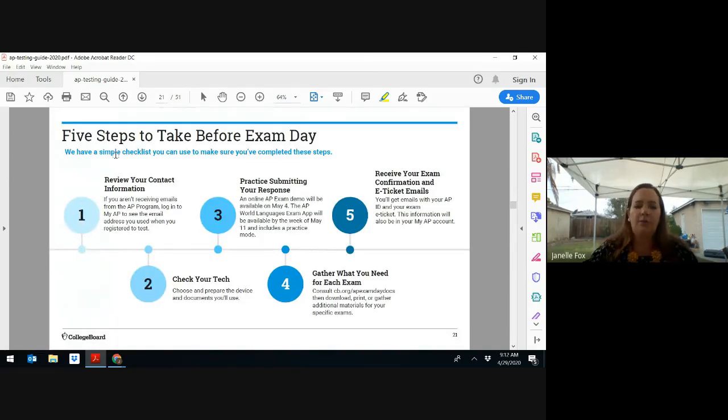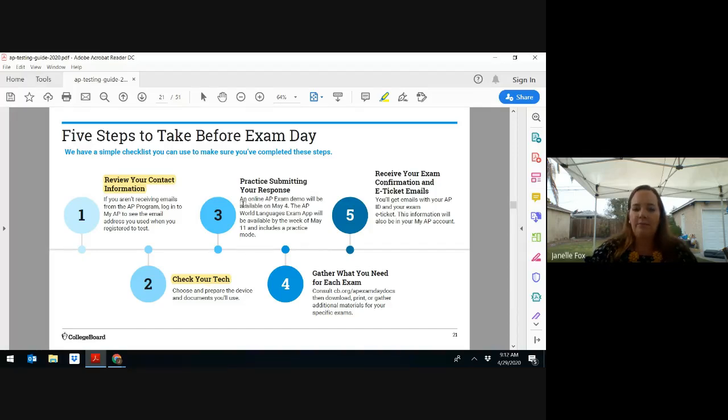Basically what they want you to do is review your contact information, especially if you're not receiving the emails from College Board. Can you guys hop into your AP account and see why? Maybe it's the wrong email address in there. Maybe you need to add them to your safe senders list. On May 4th, or any day after that, we're going to be able to check our tech, to make sure that whatever device you're going to take your exam on works, and then we have an entire week to sort it out if things are not working on your end.